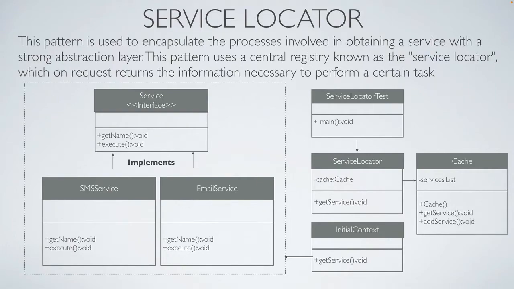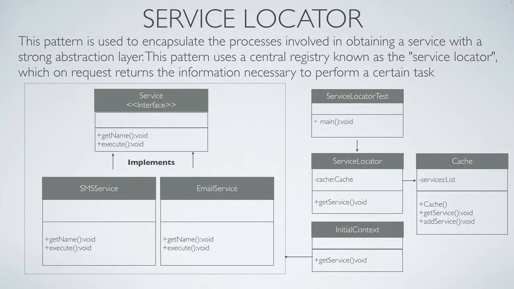To talk about the Service Locator design pattern. This pattern is used to encapsulate the processes involved in obtaining a service with a strong abstraction layer. This pattern uses a central registry known as the Service Locator, which on request returns the information necessary to perform a certain task. This pattern has 5 parts to it.